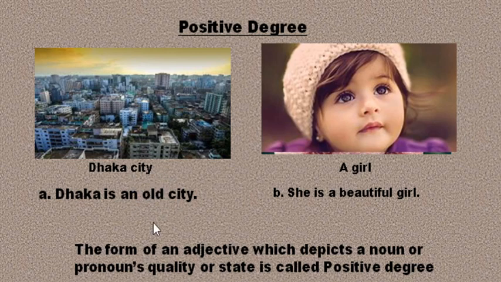How old is this? Dhaka is an old city. Here, old is an adjective. I am just expressing its quality, but I didn't compare here. There is no comparison. Just give an adjective and it's describing the noun, city. In the second picture also, she is a beautiful girl. So in case of positive degree, we don't compare. We just mention an adjective to express its state, its certain quality or present condition.